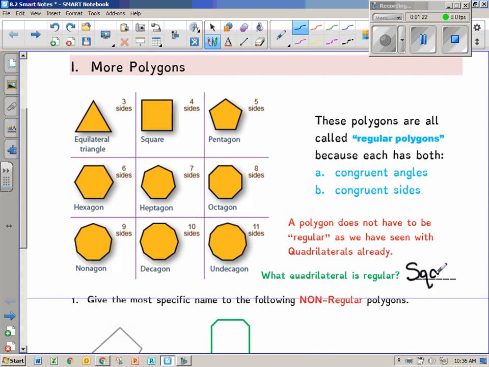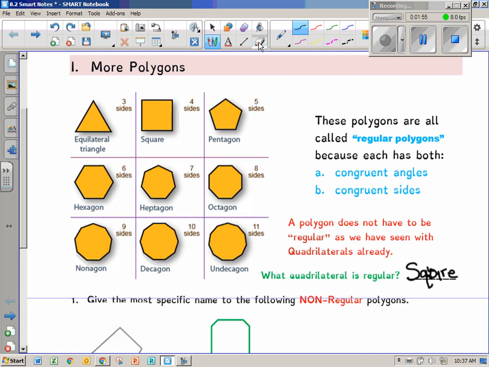Now, why would the rhombus not be regular? Think about that for a minute. Well, it has the four congruent sides, but it does not have congruent angles. If it had congruent angles, it would end up being a square.